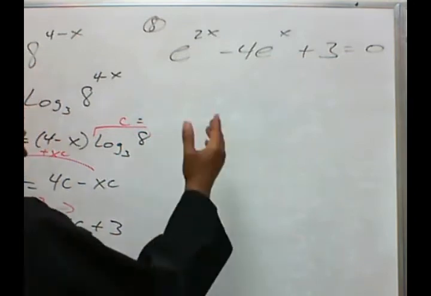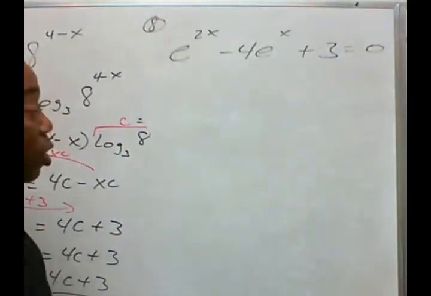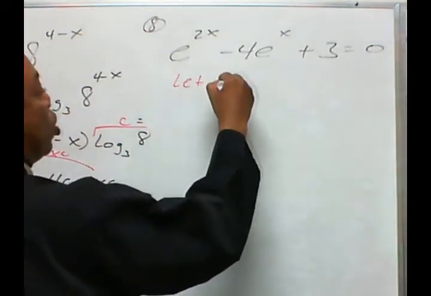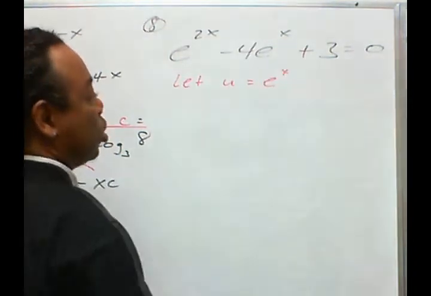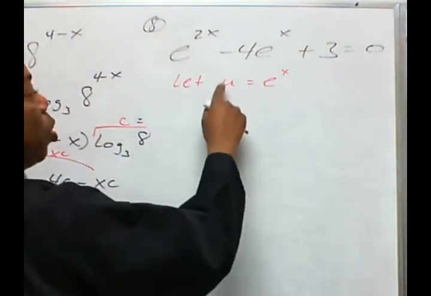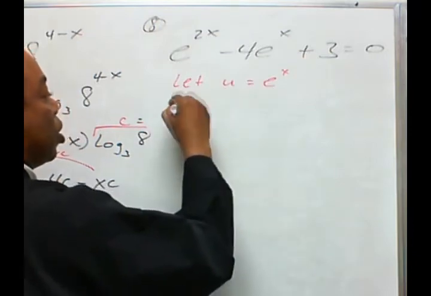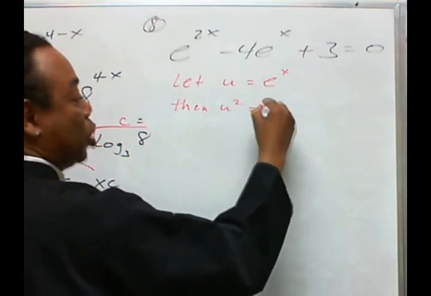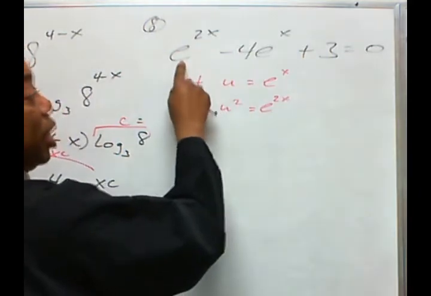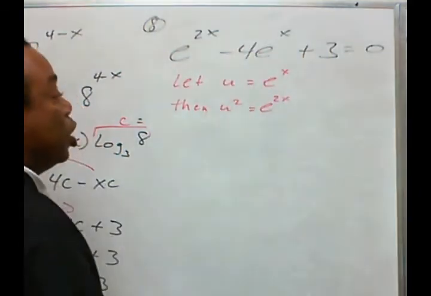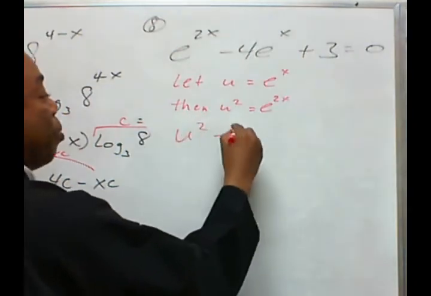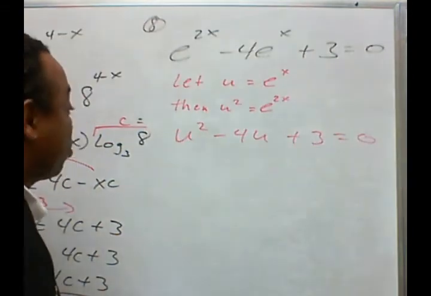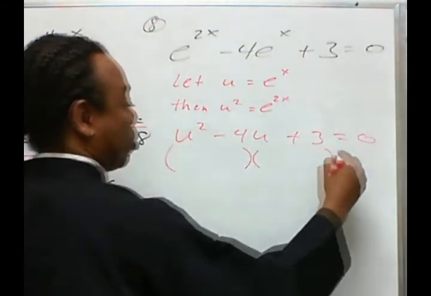All right, this has the look of a quadratic. In order to see if it's in quadratic form, we're going to let u be equivalent to e to the x, to this portion right here. Well, if u is equivalent to e to the x, then u squared will be e to the x times e to the x, which is e to the 2x. Does this match this piece? And it does. So this is quadratic form. So I can rewrite this as u squared minus 4u plus 3 equals 0, and solve this as a quadratic. So I'll try factoring.